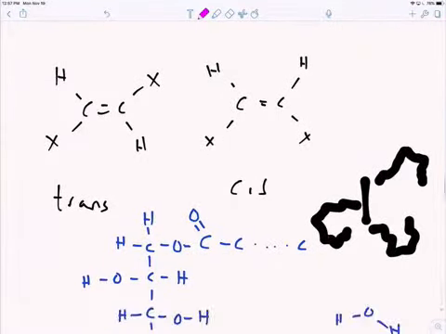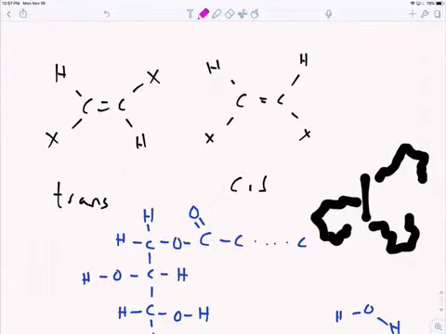And I mentioned cis and trans. So if you have two groups on opposite sides, this is known as trans. If you have two groups on the same side, this is known as cis. Okay, and so what?